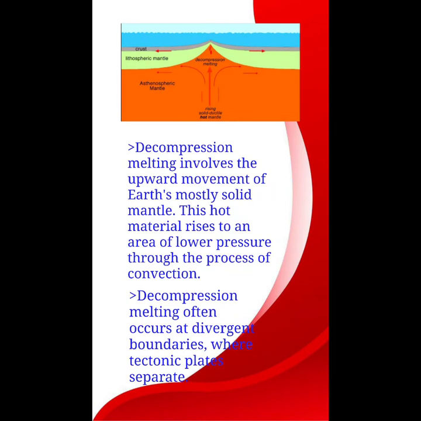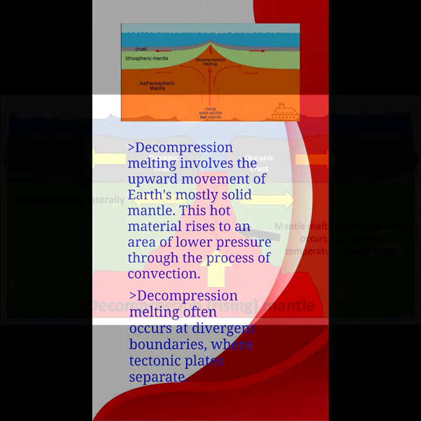Decompression melting involves the upward movement of Earth's mostly solid mantle. This hot material rises to an area of lower pressure through the process of convection. Decompression melting often occurs at divergent boundaries where tectonic plates separate.